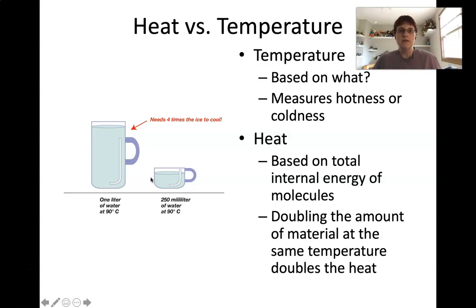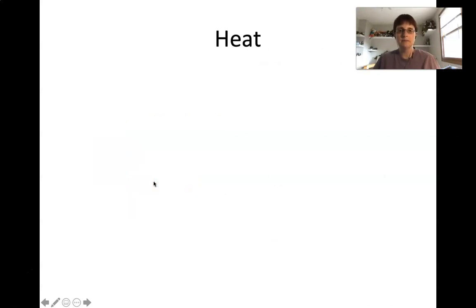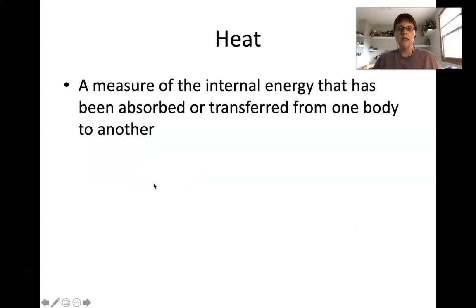And this is because of that heat, because of the total internal energy. There's a lot more energy that has to be given up or transferred from this container than this container, because there's 4 times as much energy contained here as there is here. Right? So again, heat is a measure of the internal energy that has been absorbed or transferred from one body to another. So temperature, average kinetic energy. Heat is the total internal energy that's been absorbed or transferred from one body to another.